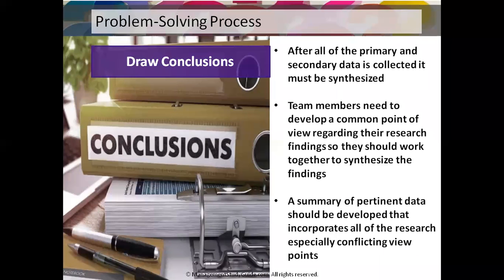After all the primary and secondary data is collected, it must be synthesized. Team members need to develop common points of view regarding their research findings, so they should work together to synthesize the findings. A summary of the pertinent data should be developed that incorporates all of the research, especially conflicting viewpoints.